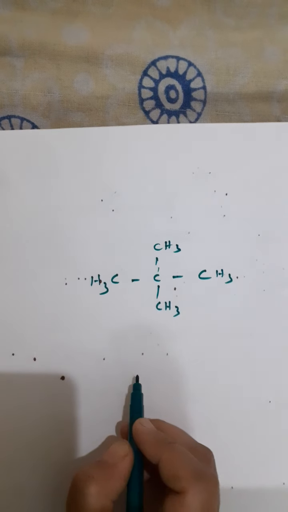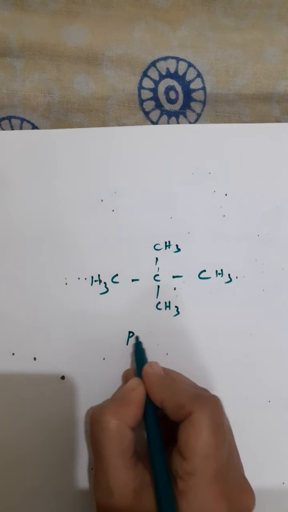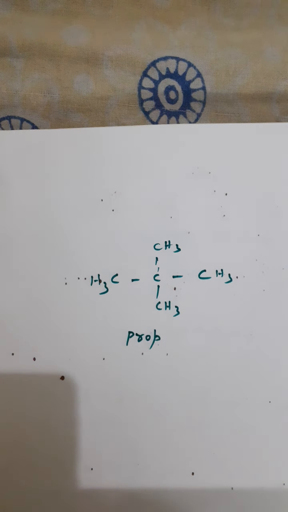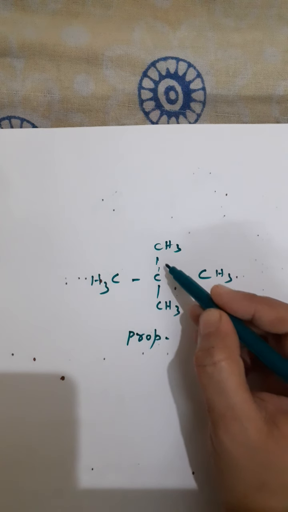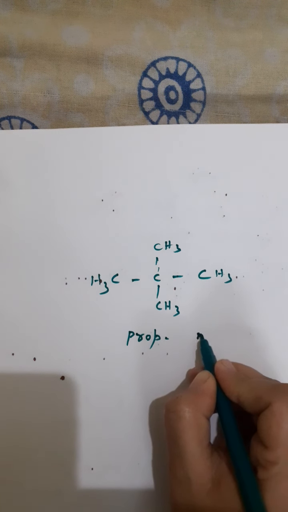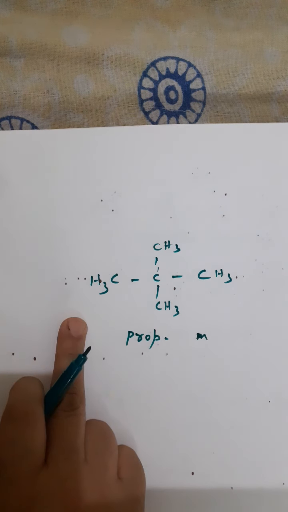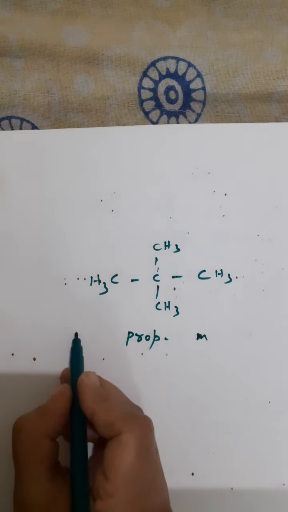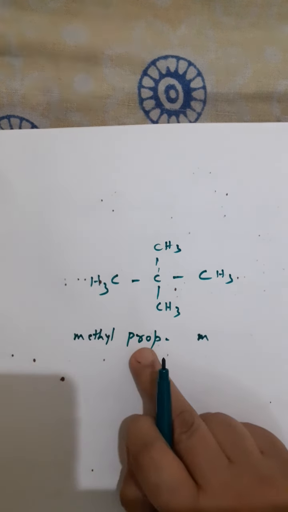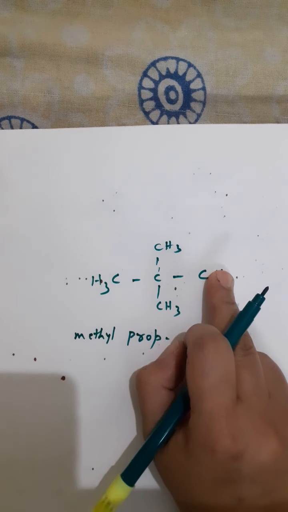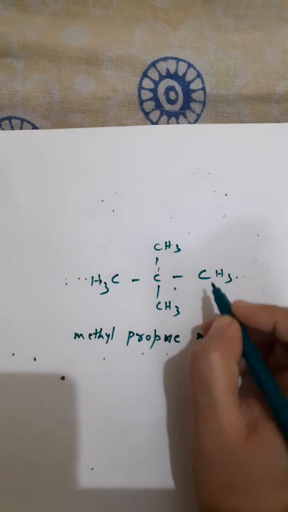Now how would I name it? As usual, rule 1, write the longest chain, that is prop. Then what substituent is present? A methyl substituent is present. Now when I am writing this substituent, I have to write it as a prefix. So what would be written? Methyl. Now this prop is with a single bond or double bond? It is with a single bond, so it's a propane.